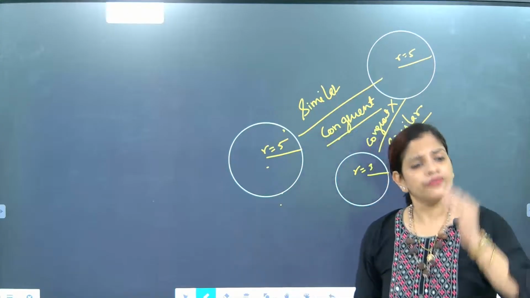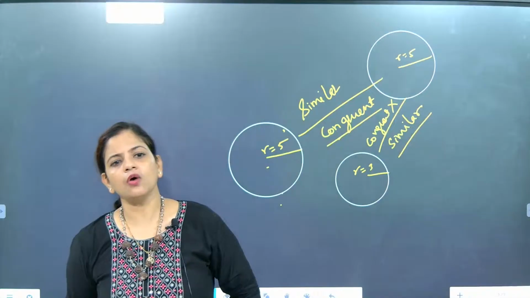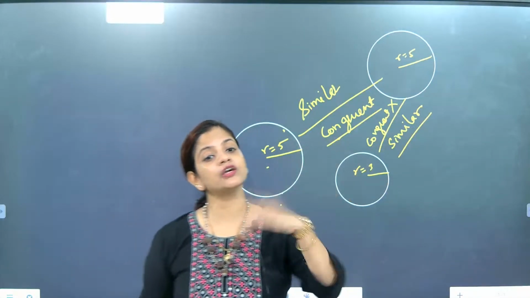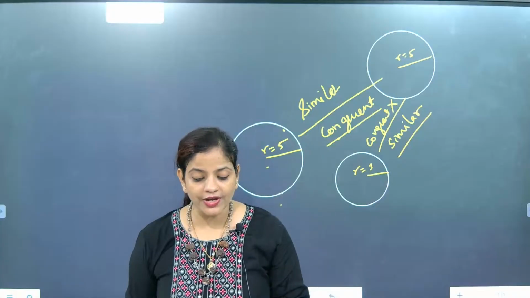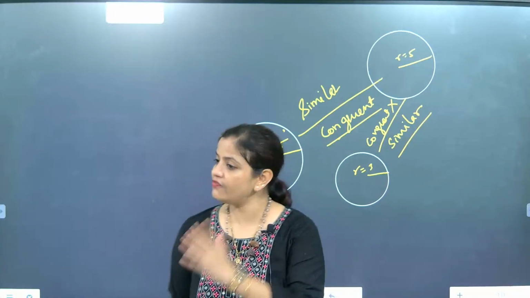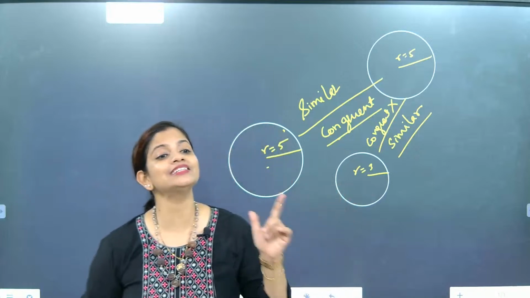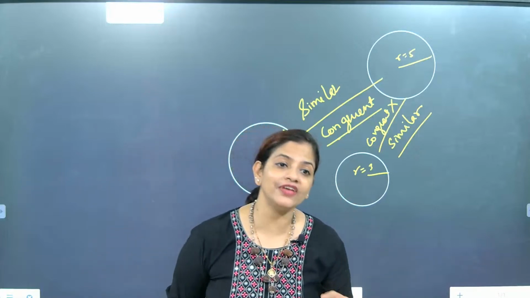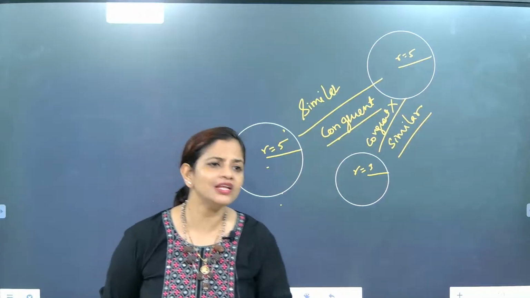Understood? Means if the two figures are congruent, by congruency means what? Congruency of any figure, when we are talking about it, beta, that means their lengths, corresponding lines and angles are always equal. Corresponding lines and angles are equal, then only they will be congruent.